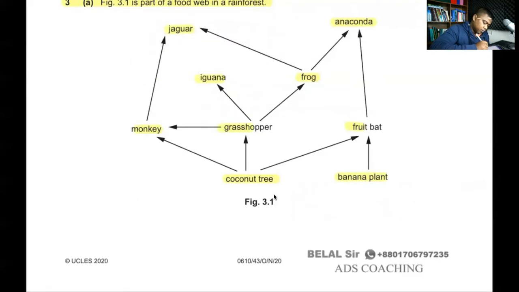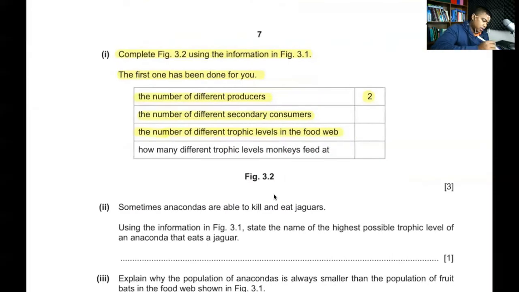Monkey is a secondary consumer. Iguana is a secondary consumer. A frog is a secondary consumer. All right. Anaconda is a secondary consumer. And jaguar is a secondary consumer when it eats the monkey. Okay. So total 5.